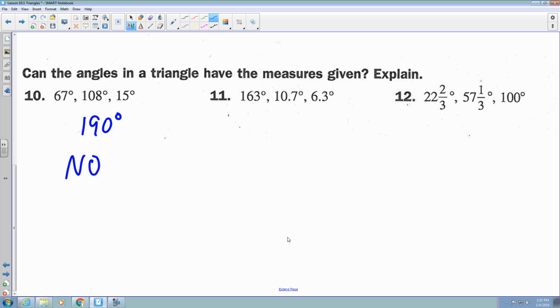So I go over here, I've got 163 plus 10.7 plus 6.3. It gives me 180 degrees. I could say yes, this one adds up, the sum is 180 degrees. These three angles do in fact make a triangle. I go over here, I have 22 and 2/3 plus 57 and 1/3 plus 100. I get the same thing, 180 degrees. I can say yes because it adds up to 180 degrees. It satisfies that all interior angles must have a sum of 180 degrees.